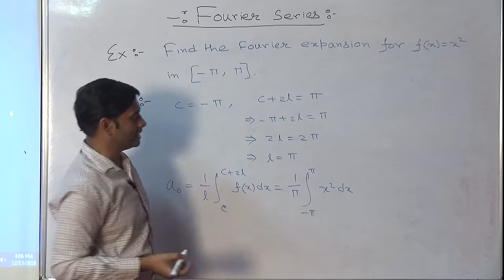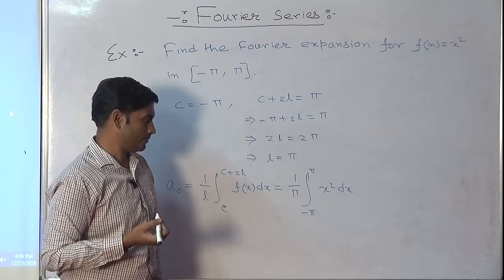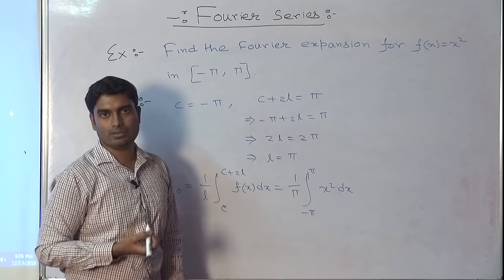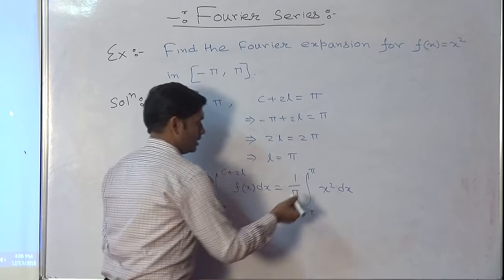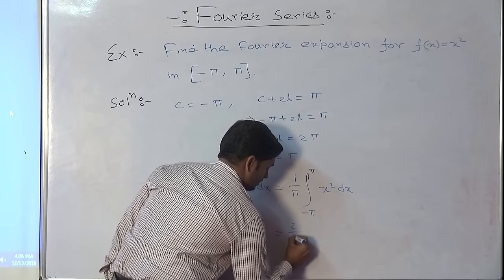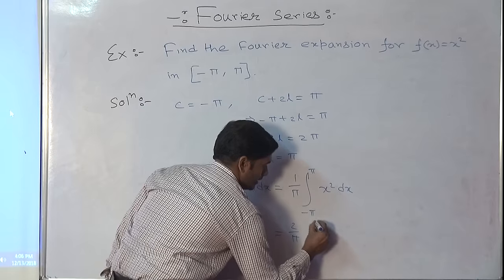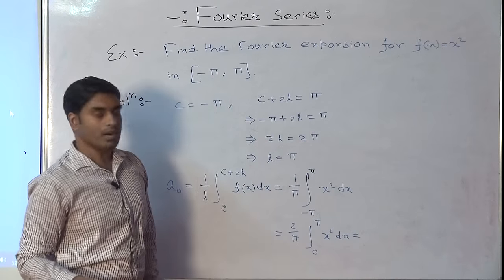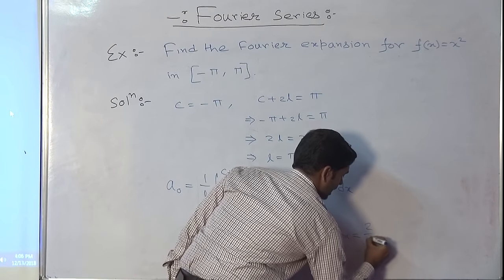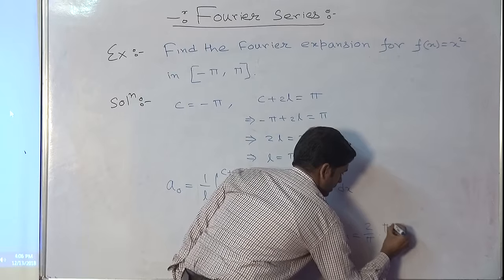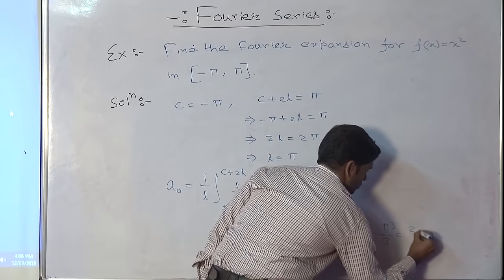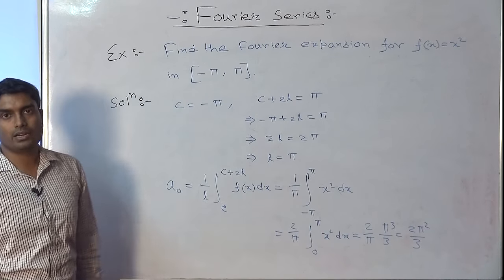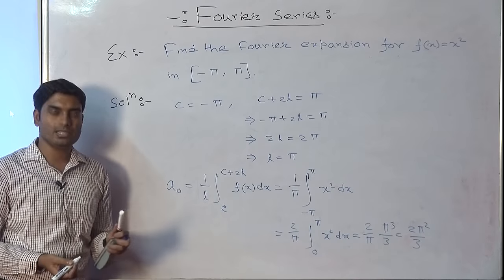Now see that x square is an even function and we are integrating this x square over a symmetric region minus pi to pi. Therefore this integration will be 2 by pi integral 0 to pi x square dx. So this is equal to 2 by pi cube by 3. So this is 2 pi square by 3. So we find out the first Fourier coefficient A0, that is 2 pi square by 3.